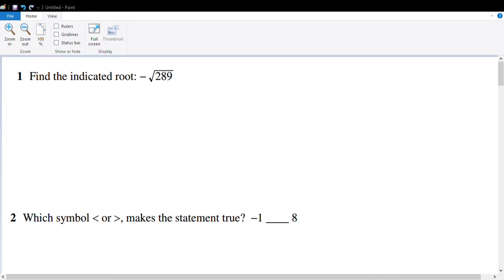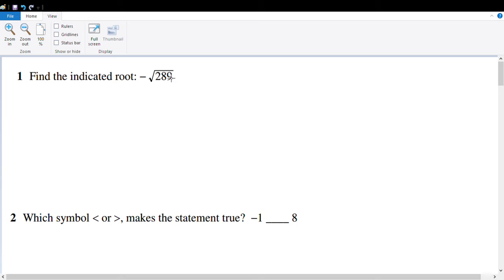So, hey guys, this is test 6 review. This is not your test, this is only a sample test, but the format will be the same. The numbers might be different, but the type of question that will appear on the test is basically the same, pretty much. So let's start with the first question.